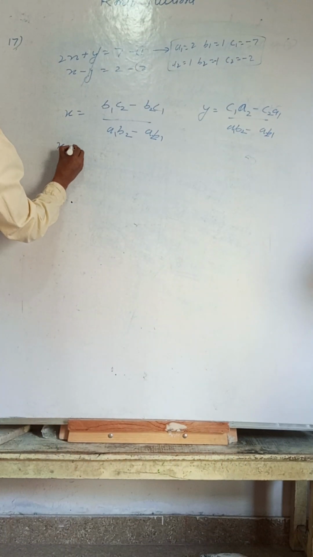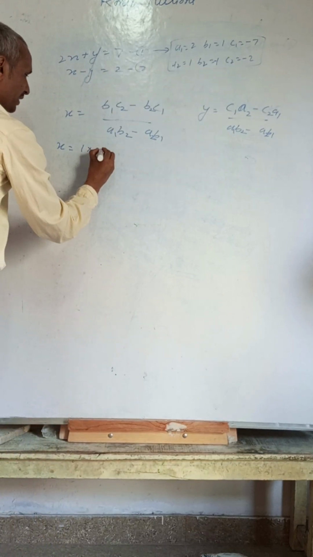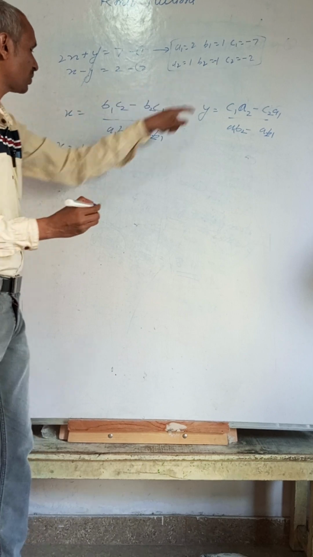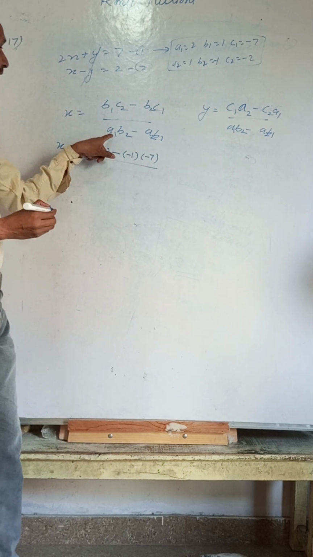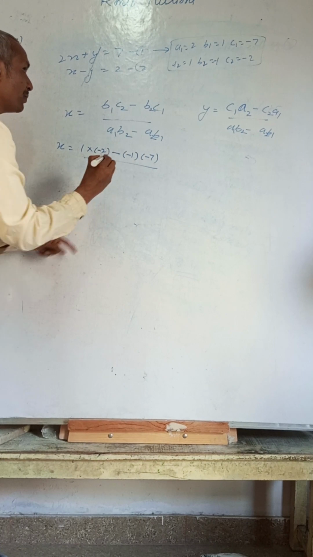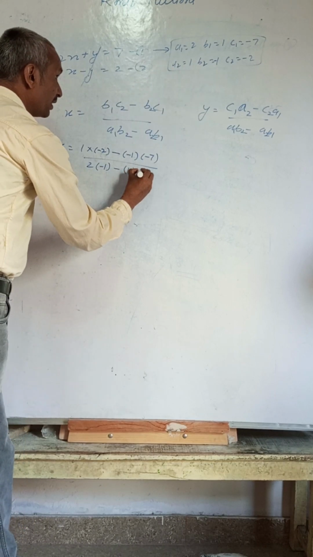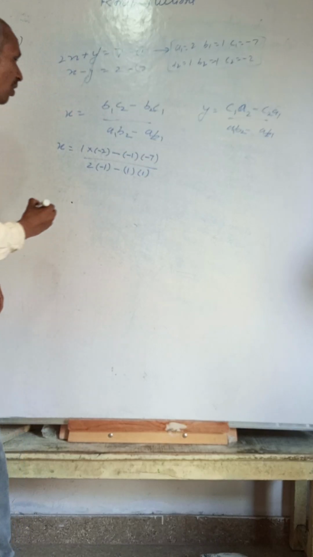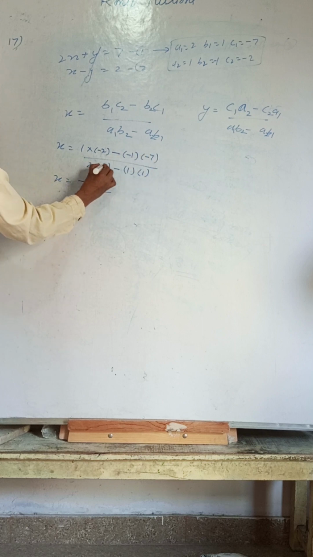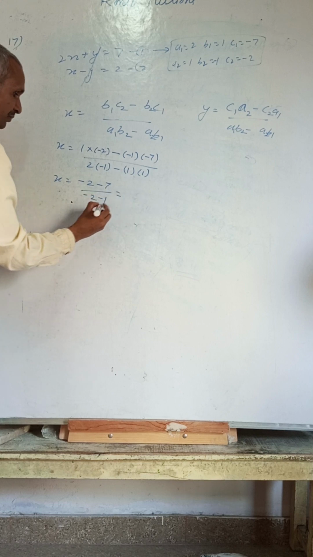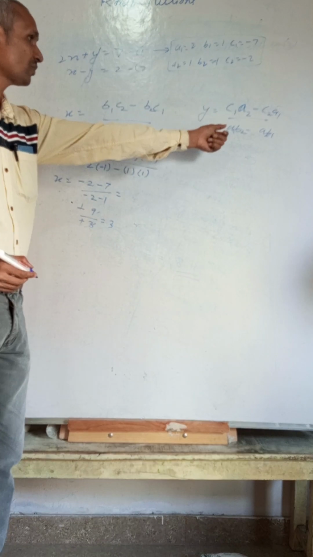Now keeping these in the formula, x is equal to B1 value, 1, into C2 value, minus 2, minus B2 value, minus 1, into C1 value, minus 7, by A1 value, 2, into B2 value, minus 1, minus A2 value, 1, into B1 value, 1. Now x is equal to minus 2 minus 7 by minus 2 minus 1, so minus 9 by minus 3. Minus cancels, and x is equal to 3.